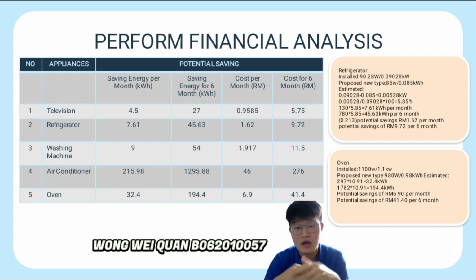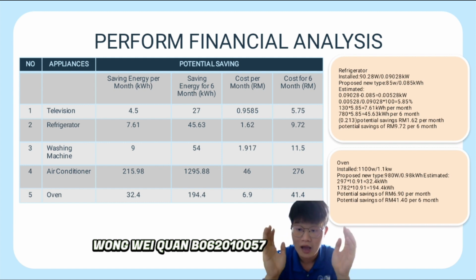Another example is the oven, also the same. Before, I used an installed 1100 watt oven. So I want to buy a new one, but with lower watts. I buy a lower one, 980 watts. So I can save money in half a year, 41 ringgit 40 cents. So this is a table of how much I can save in half a year.